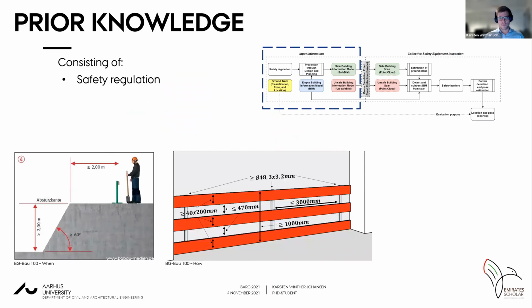So if we look into the first part of the framework, I've tried to frame this up in the illustration here. Then we have the safety regulation, and we base our work on the German safety regulation here, called BG BAU, which describes when to use it. That's the leftmost figure, and the figure to the right here is how to adhere to this rule.